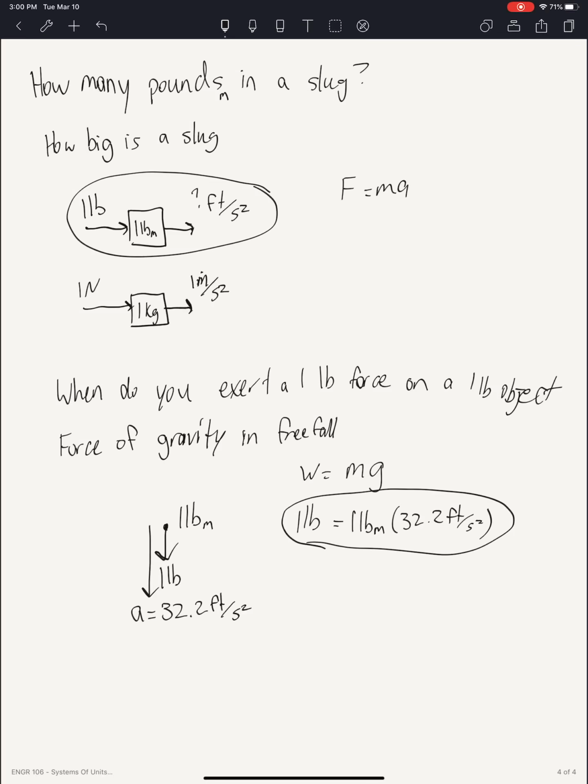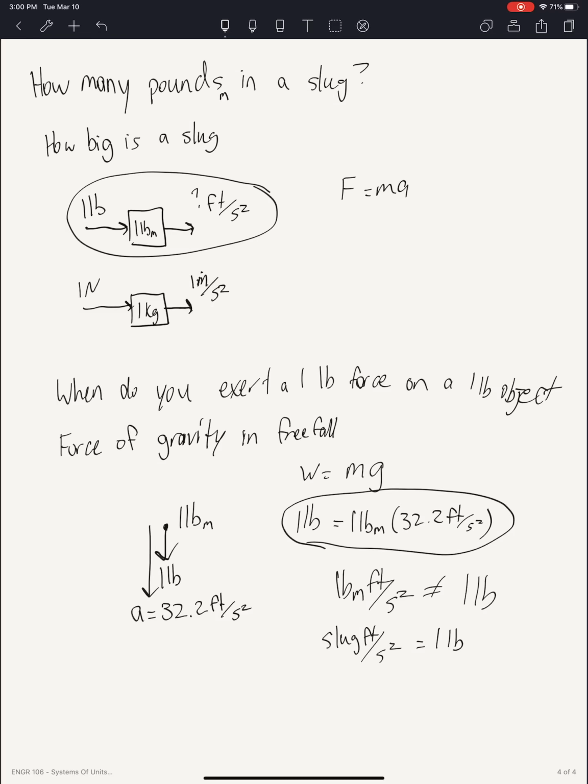And you might think that this formula doesn't line up because 1 times 32.2 is not equal to 1. No, it does line up perfectly. What you're thinking is that it doesn't line up, but that's because the units don't line up. A pound mass foot per second squared is not equal to a pound. A slug foot per second squared is equal to 1 pound.